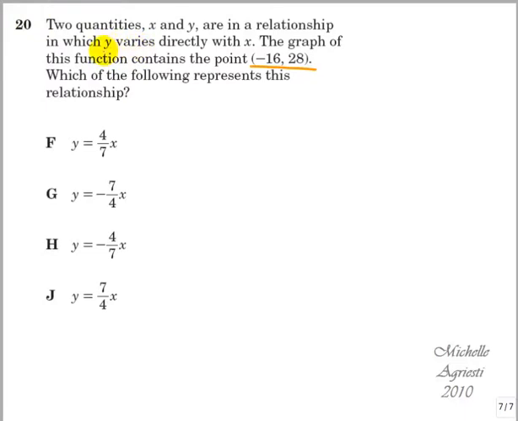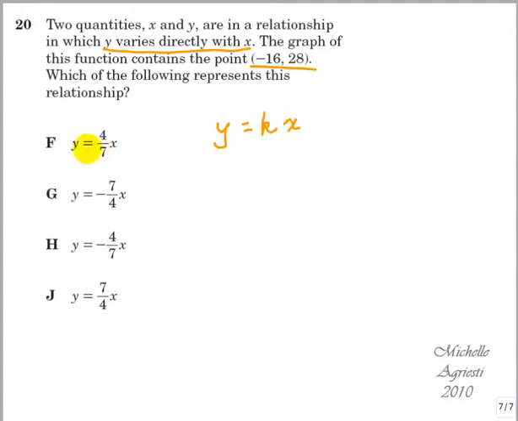Okay, here it did say that y varies directly with x. And what that means is as x goes up, y goes up proportionally, or y is equal to some constant times x. And we have 4 choices: 4/7, -7/4, -4/7, and 7/4. We just have to figure out which is the right one.